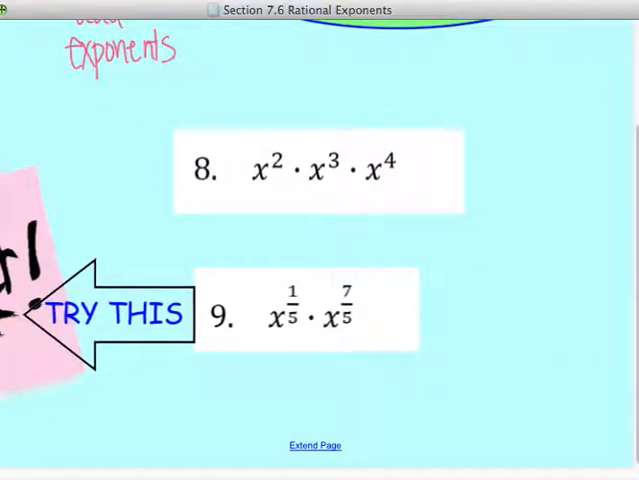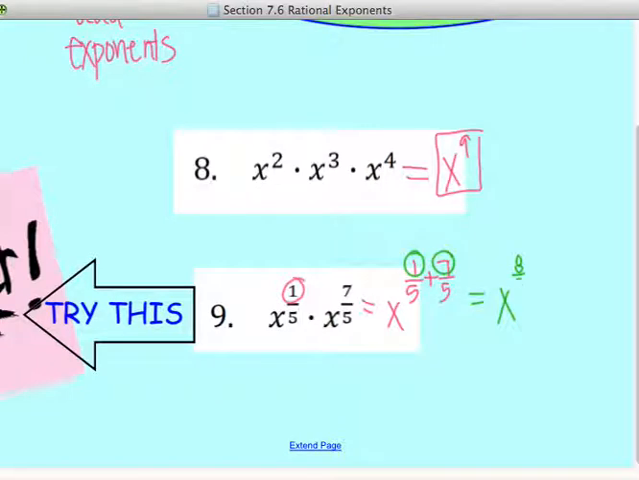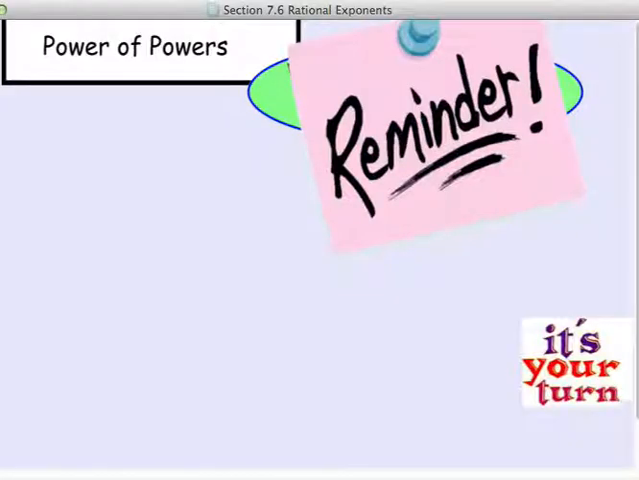So if I have example number 8, I have x squared times x to the 3rd times x to the 4th. Well, I'm going to add those. It's going to be x, 2 plus 3 is 5, 5 plus 4 is 9, x to the 9th. The next one, I'm going to add those exponents. Remember, when you're adding fractions, the denominator needs to be the same. And if it is, you just need to combine your numerators. So it's really x to the 8 over 5. So there is my product of powers. So remember, when you multiply, if the base is the same, you can just add the exponents.